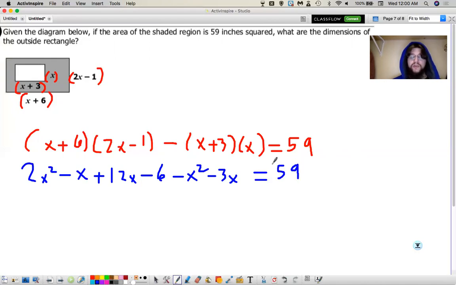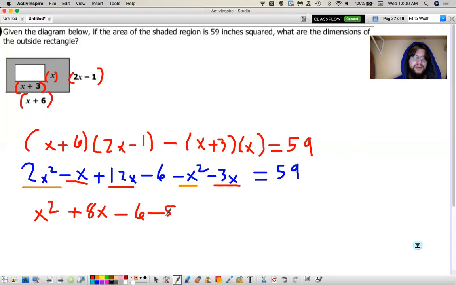Before we move anything, combine like terms. Just always, before you try and move things around in the equation, combine like terms. I've got x squareds here and there, regular x's here, here, and here, and then a constant. Let's put it together. 2 minus 1 is x squared. Negative 1 plus 12 is 11. Minus 3 is 8. Use a calculator just to be safe. Minus 6, and I'm going to go ahead and subtract 59.